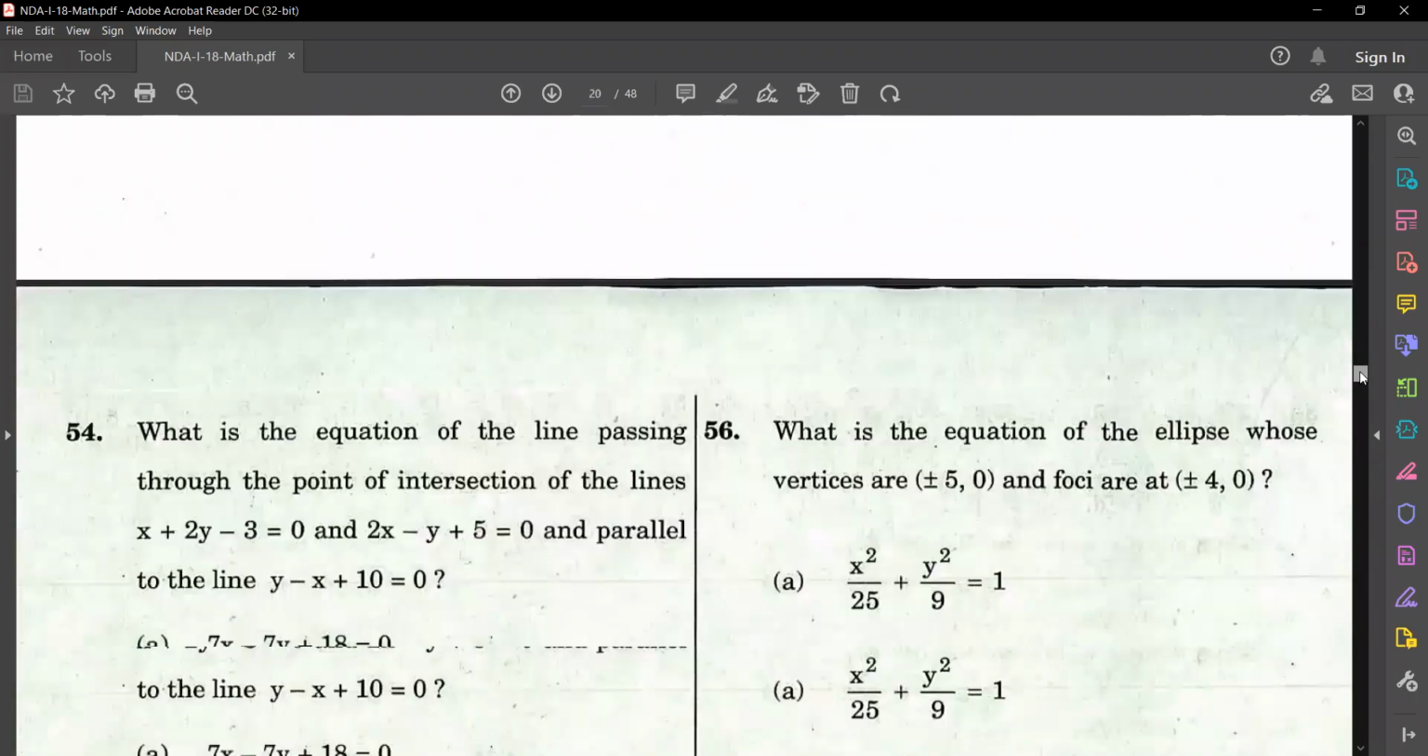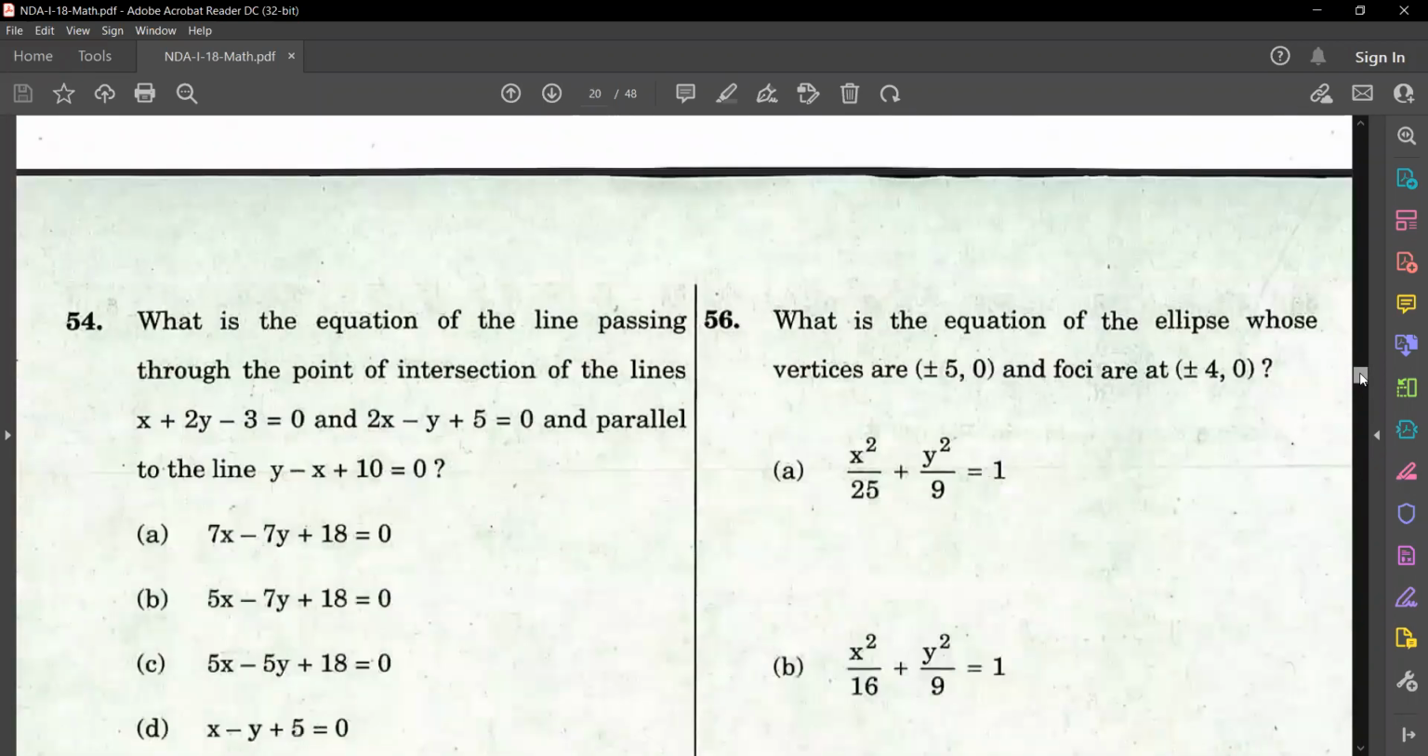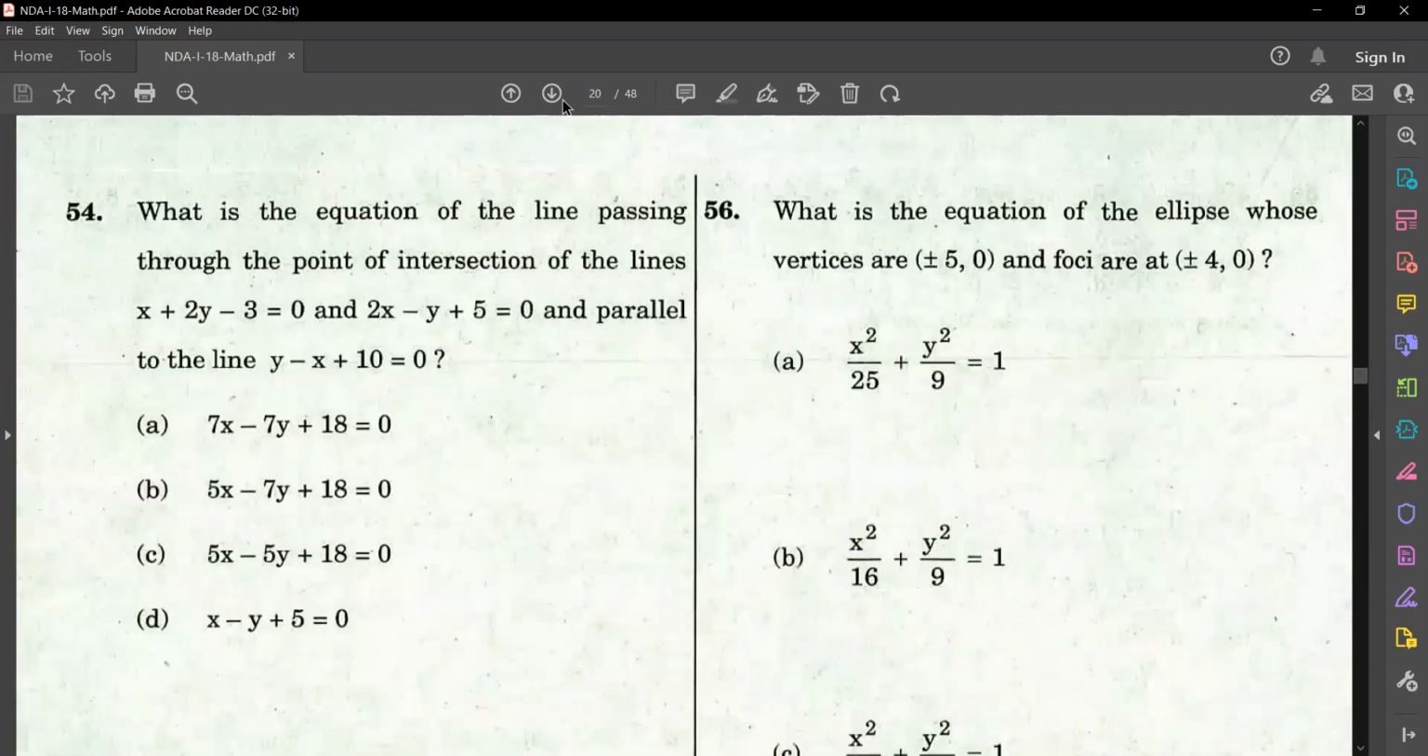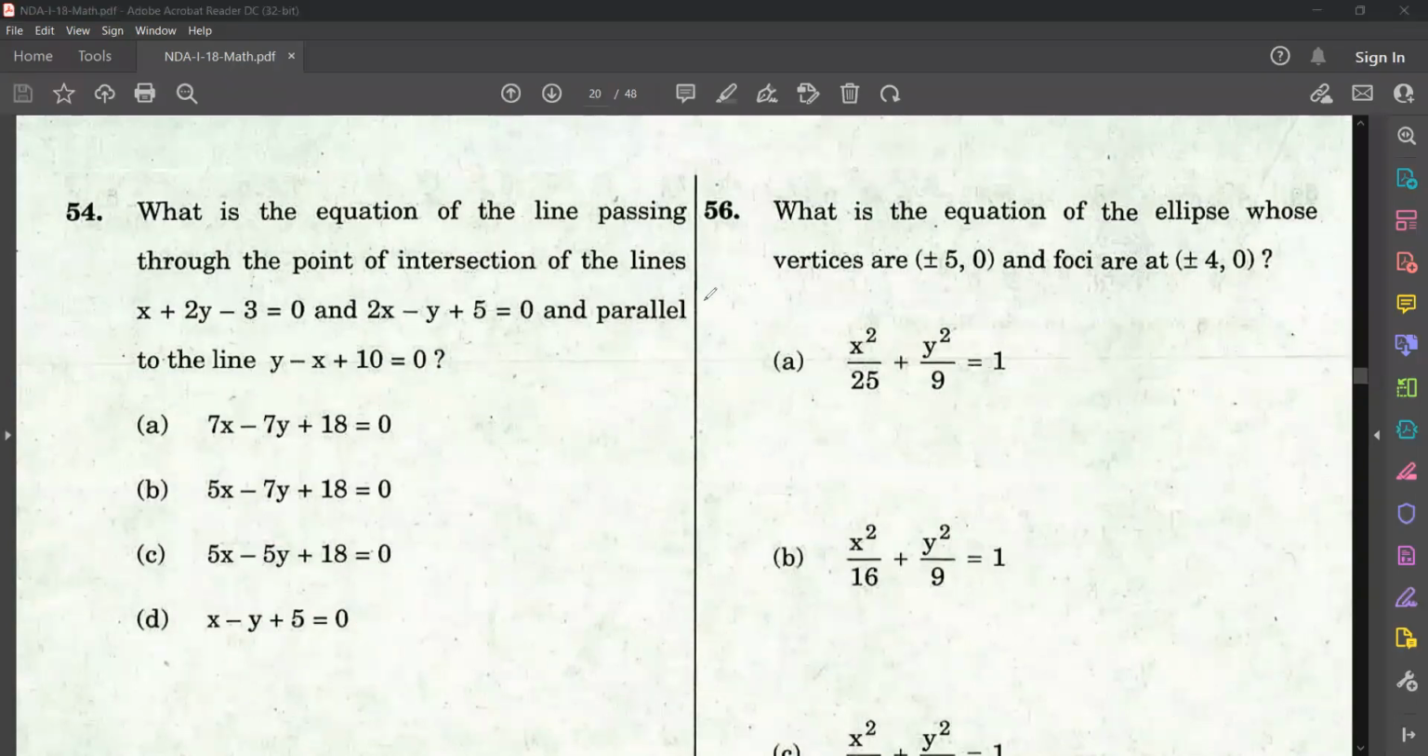So question number 56. What is the equation of the ellipse whose vertices are plus or minus 5, 0 and foci are at plus or minus 4, 0? What is the equation of ellipse whose vertices are given? Very easy question, very direct question.